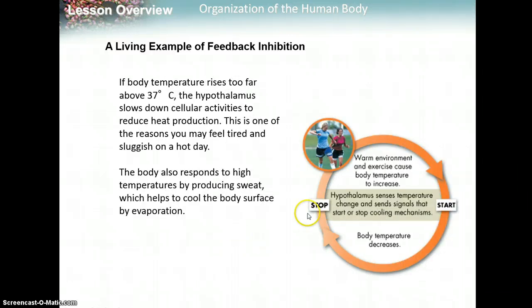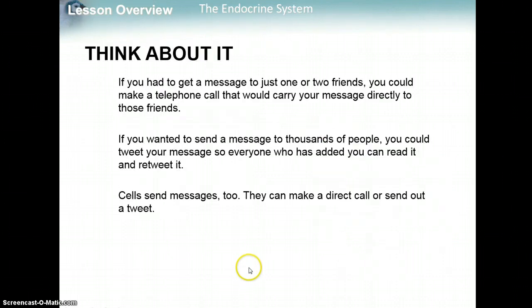Keep on going. If your temperature rises too far above 98 degrees Fahrenheit, the hypothalamus slows down cellular activities to reduce heat production. This is one of the reasons why you may feel tired and sluggish on a hot day, so you're slowing down. The body also responds to high temperatures by producing sweat, which helps cool down the body's surface by evaporation. So a warm environment or exercise causes the body temperature to increase, and you signal a sweating, cooling mechanism to cool down your body temperature.